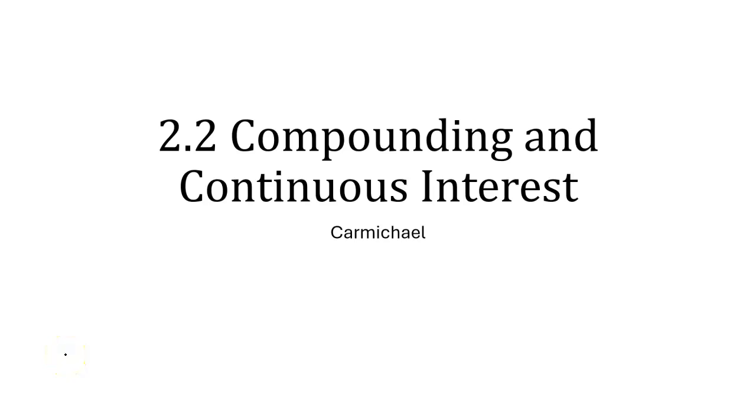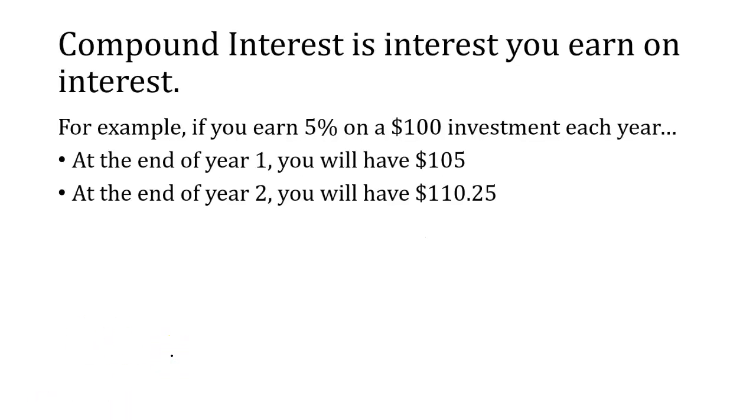In 2.2, we're going to look at compounding and continuous interest. So compound interest is interest you earn on that interest. For example, if you earn 5% on a $100 investment each year. So if I put $100 into my child's college fund at 5% every year.